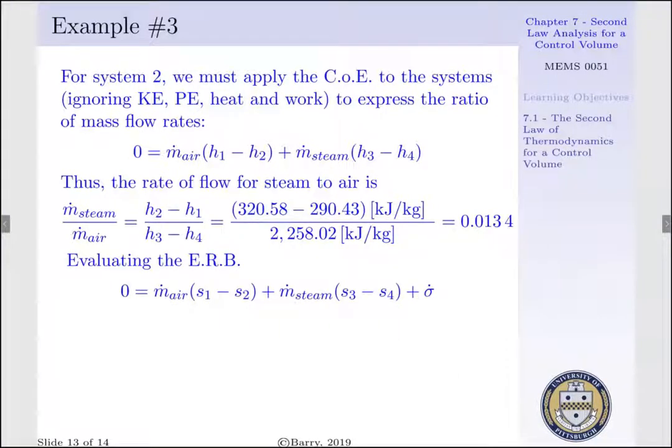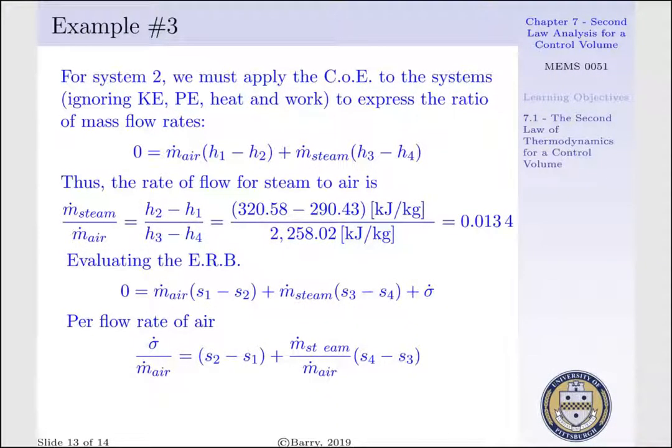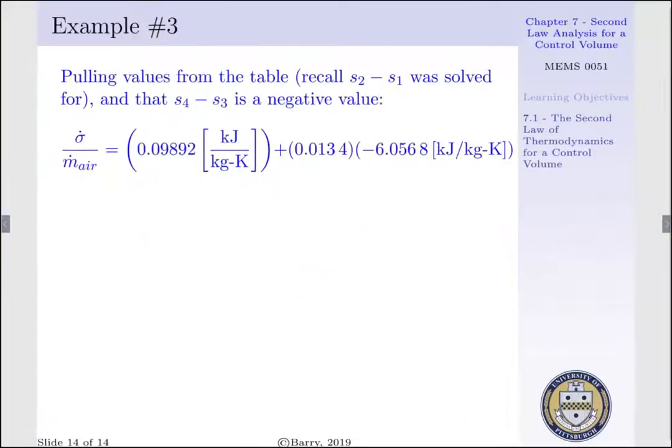Now, if we evaluate our entropy rate balance equation, we'd have m dot air times the quantity S1 less S2 plus m dot steam times the quantity S3 less S4 plus sigma dot is equal to 0. That is, on a per flow rate basis of our air, sigma dot per m dot air is equal to S2 less S1 plus m dot steam per m dot air times the quantity S4 less S3.